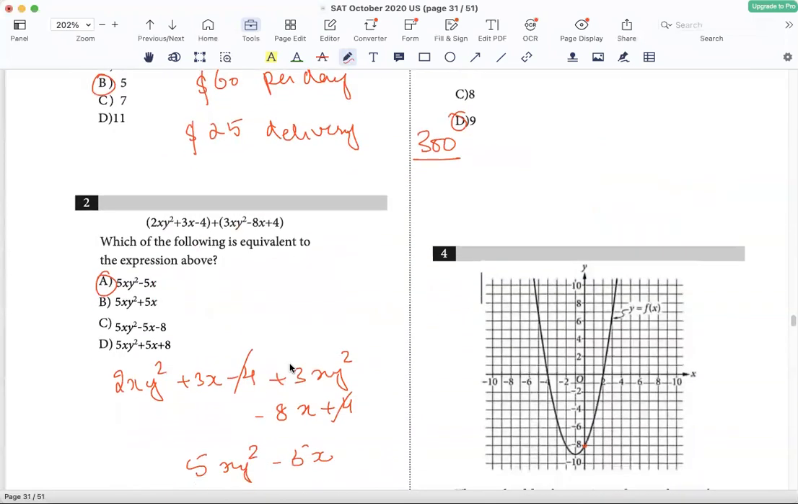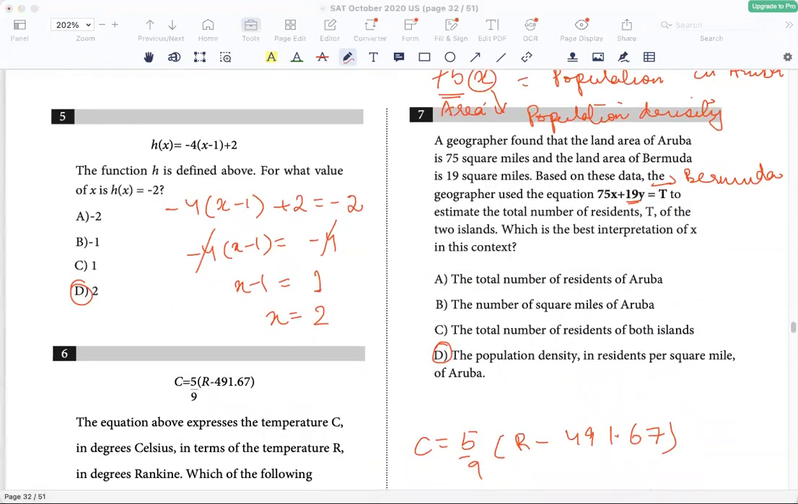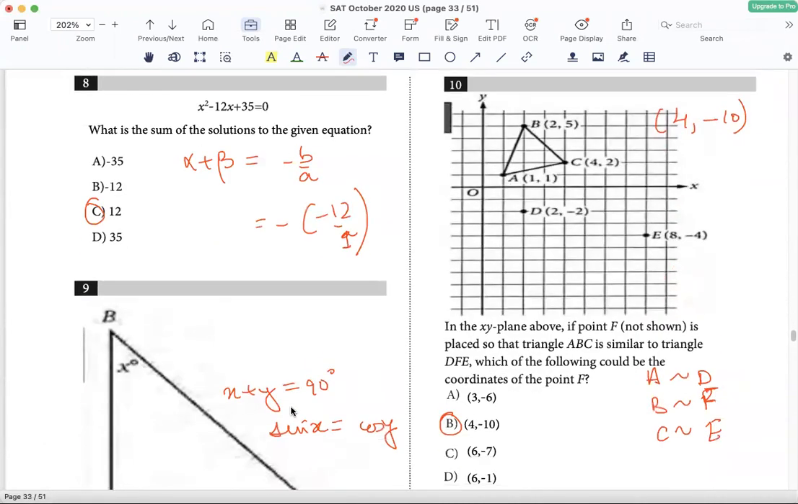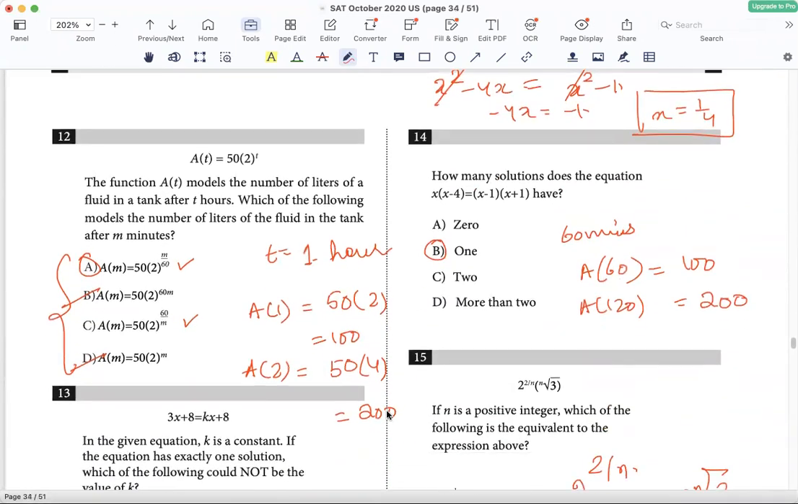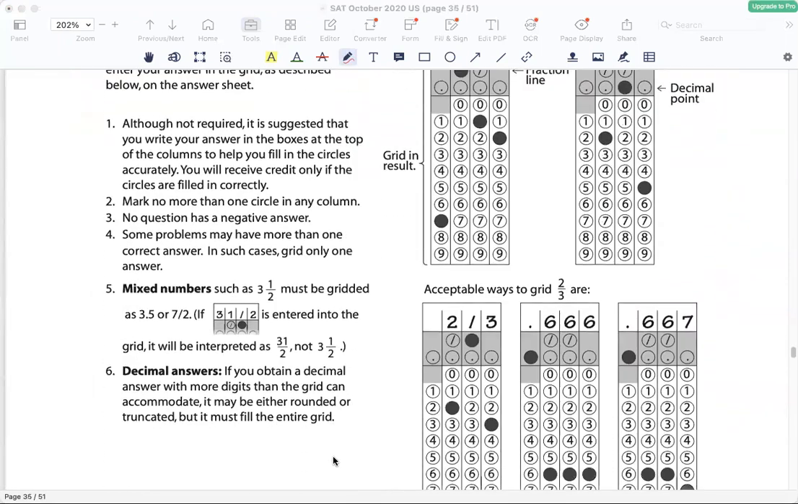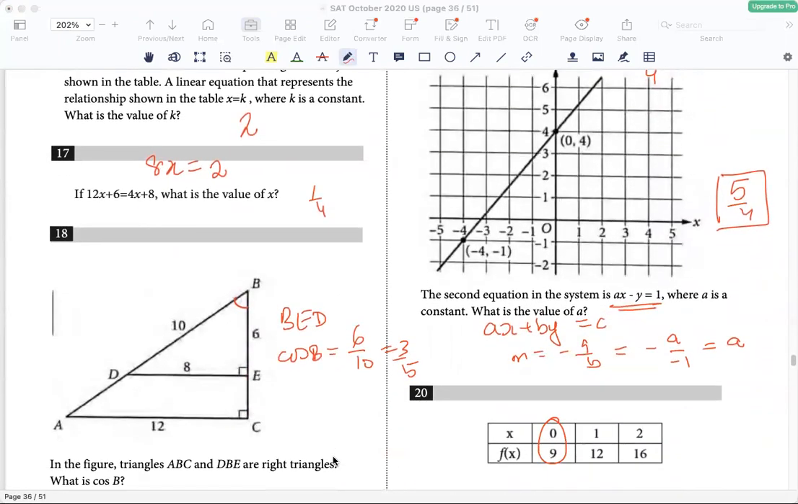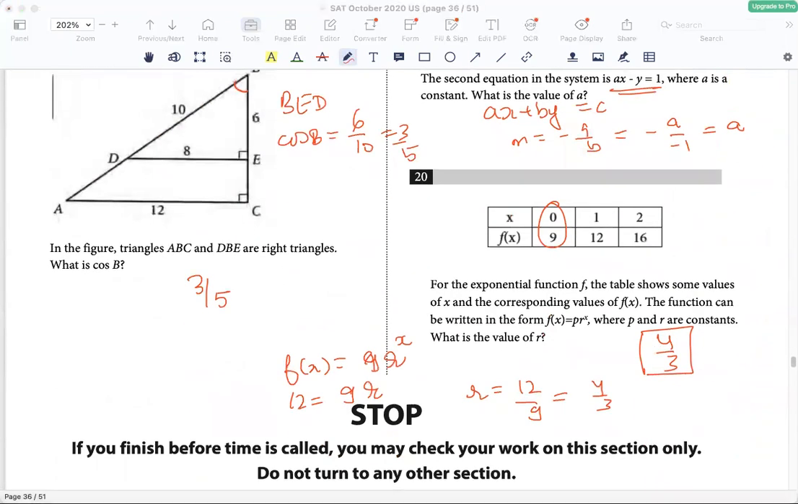BADBD, ADCCB, DACBD, and then 16 is 2, 1 by 4, 3 by 5, 5 by 4, and 4 by 3. Okay, so we got all correct.